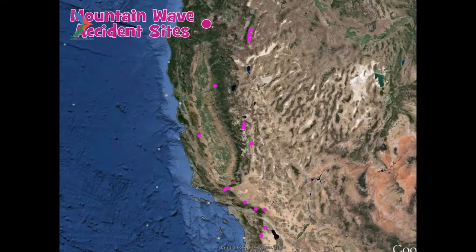The magenta dots represent a few, certainly not all, of the mountain wave accidents that occurred in Southern California. And the dark green and brown areas represent mountain ranges. Look very carefully here because those magenta dots are right on the lee side, right on the downwind side of those peaks. And that should make the case for why we should use caution when approaching a mountain range.